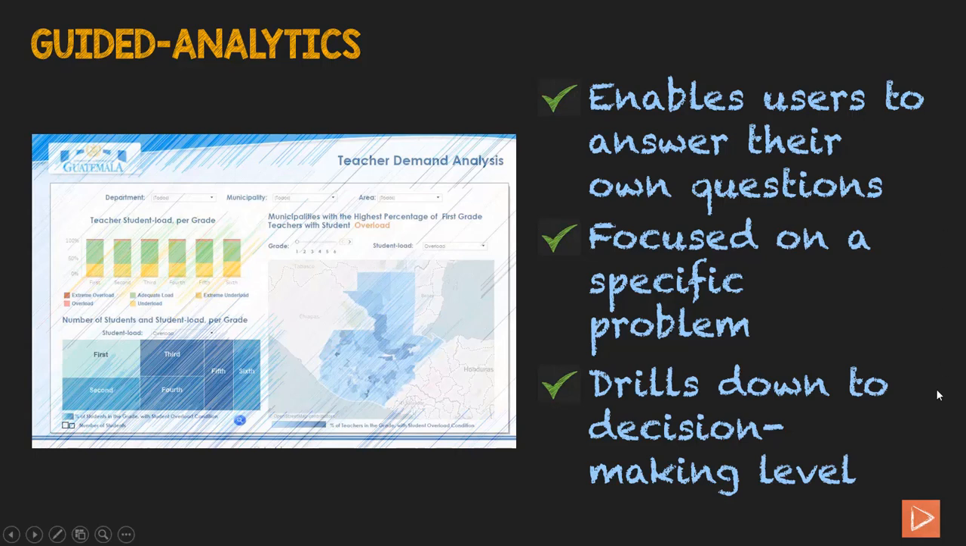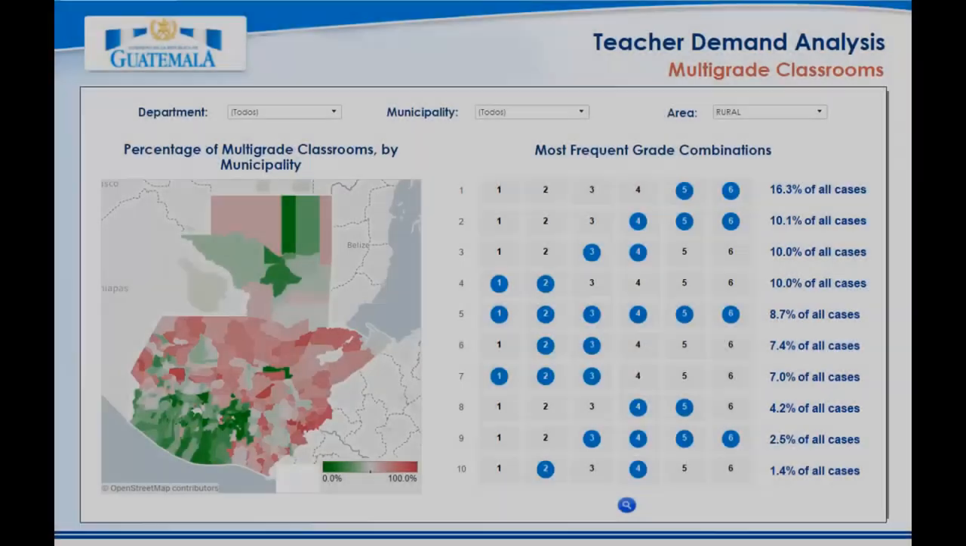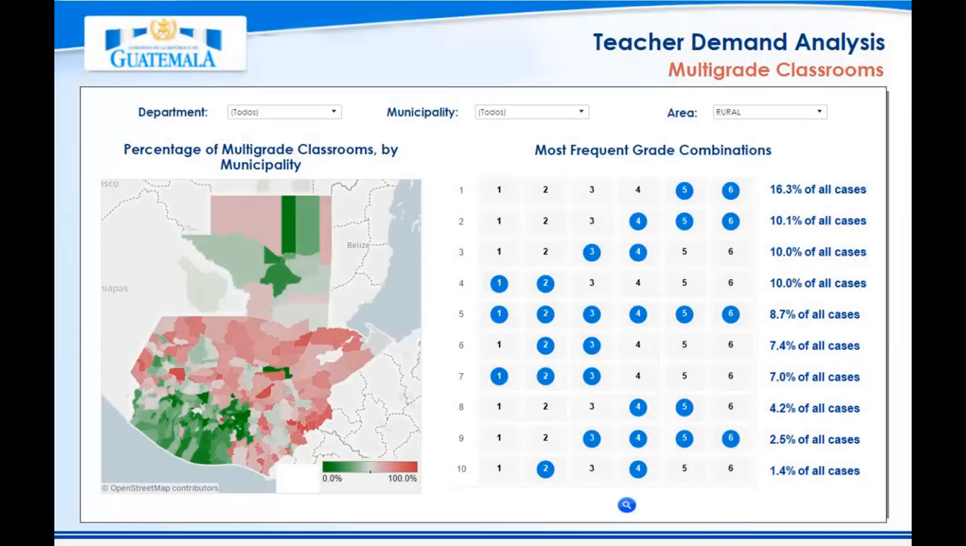If we look at the video that we have for this type of tool, we have an example here of one of the tools that we've developed. This is the teacher demand analysis. So basically you see the situation in multi-grade classrooms in the country. You can see them by municipality. Red means that there is a higher percentage of multi-grade classrooms in that municipality, and green means there's a lower one.